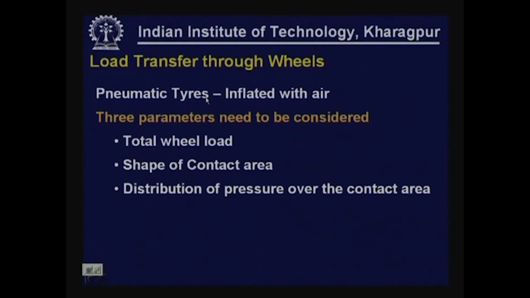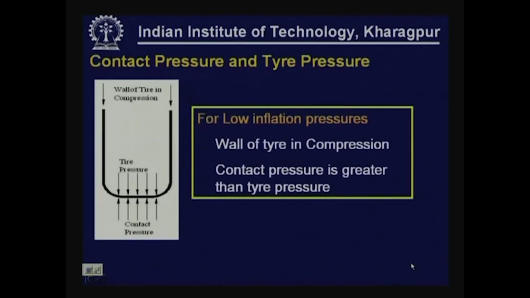and in this case there are three important parameters that we need to consider. What is the total weight that the wheel is transferring, what is the shape of the contact area, and what is the distribution of pressure over the contact area. Let us consider how the contact pressure is distributed and how to estimate that, how much of a contact pressure is to be considered in our analysis or design.